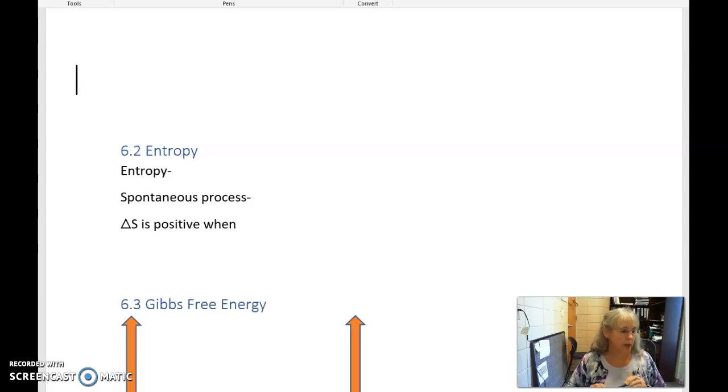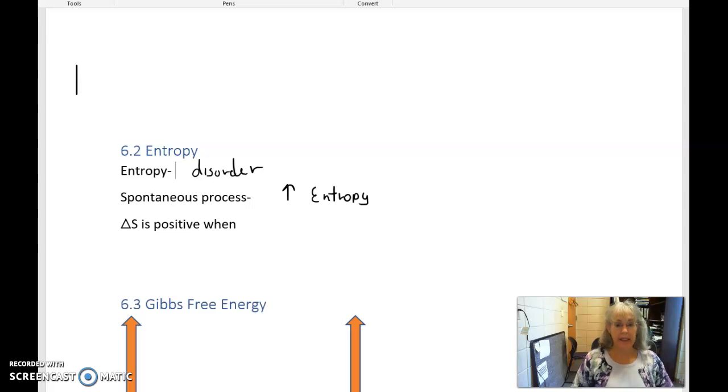Okay, we talked about enthalpy. Let's talk about entropy. Entropy is the measure of disorder. Spontaneous processes increase entropy. That just makes sense. Your room does not spontaneously get neater. It takes energy to keep things neat and organized.